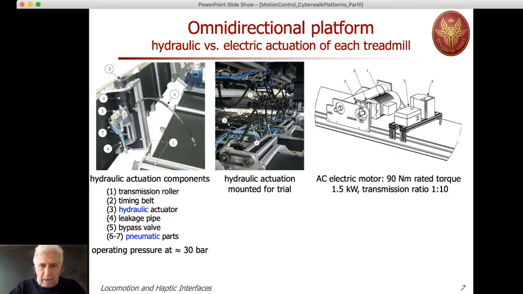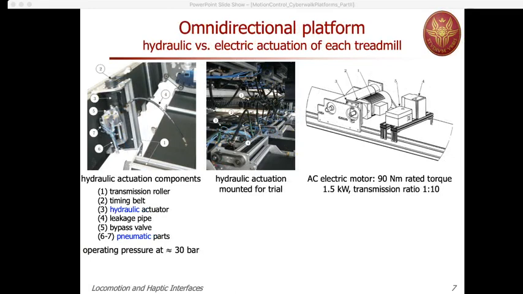What about the treadmill? And in fact, there are 25 of them. Of course, you would like to use the same kind of actuation. And here there was a comparison made in the project between the choice of a hydraulic actuation and an actuation by an electrical motor. So on the first picture, you see with numbers characterizing the elementary components, the typical hydraulic actuation, which is being used, in fact, for treadmills very often.